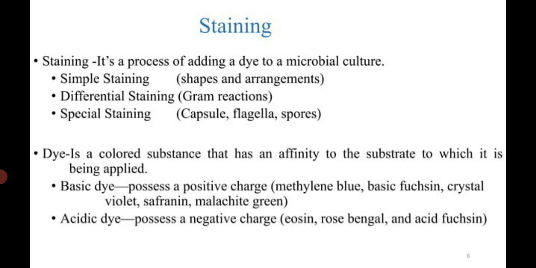The differential staining techniques are gram staining and acid fast staining. By using these staining techniques, we can differentiate two types of organisms. By performing gram staining, we can differentiate gram positive bacteria and gram negative bacteria, whereas by performing acid fast staining, we can differentiate acid fast bacteria and acid non fast bacteria.